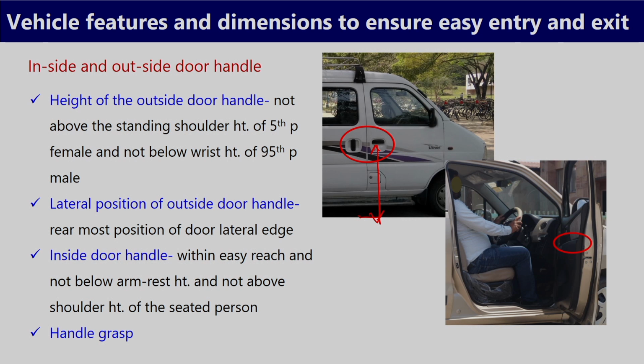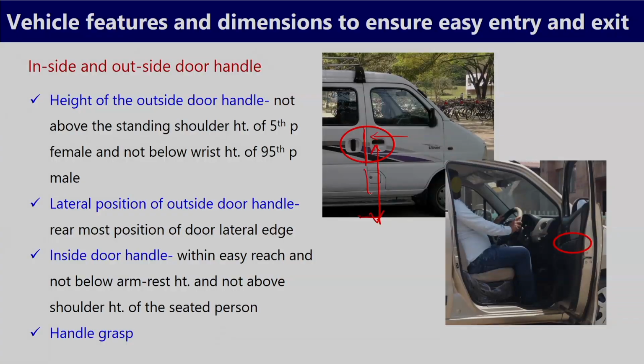Then lateral position of the door handle. This door handle should be positioned as much as possible to the rear side of the front door, meaning it should be moved laterally as much as possible up to this rear edge, so that while the driver or passenger is opening this front door, the lower portion of the front door should not touch the shin or the lower leg of the driver. For this purpose it should be positioned as much as possible rearward towards the edge of the front door.